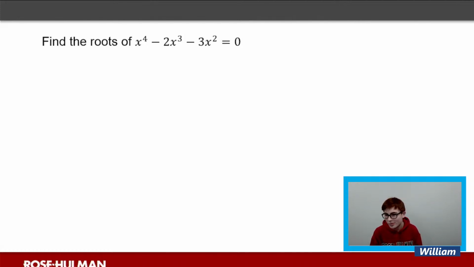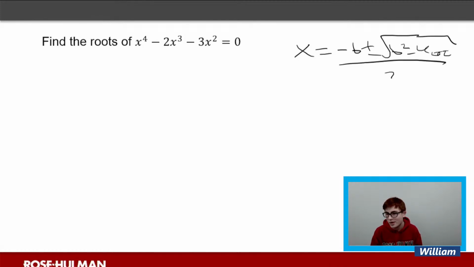Okay, so now we're going to approach this problem. We've got x equals negative b plus or minus the square root of b squared minus 4ac all over 2a. Are any of you tired of hearing me say that yet? I could sing it next time if it makes you feel better. I'm not going to do that.